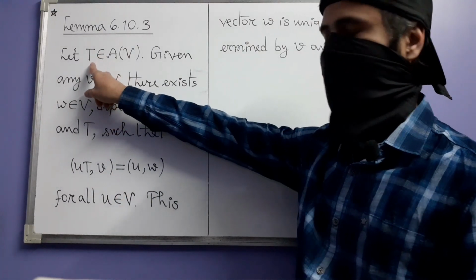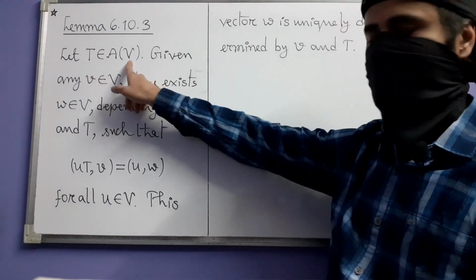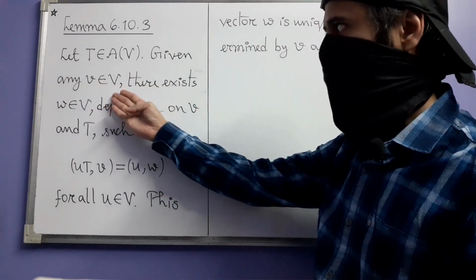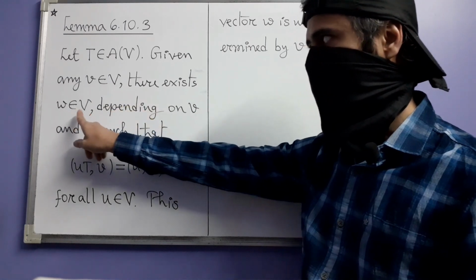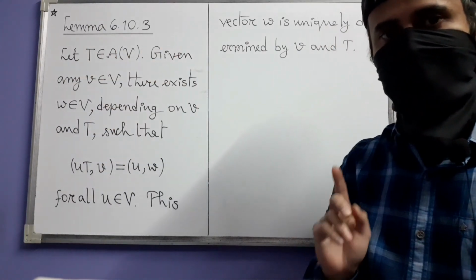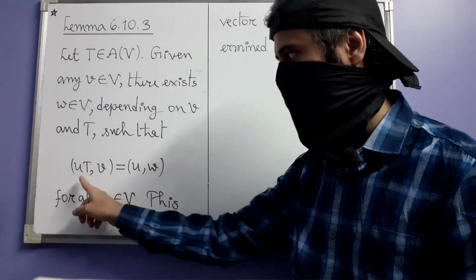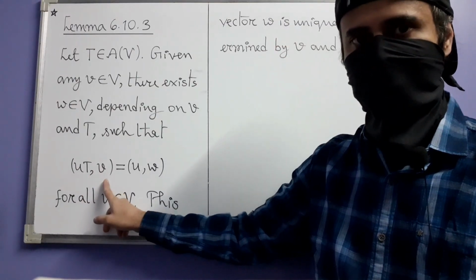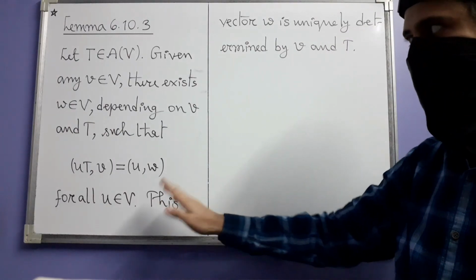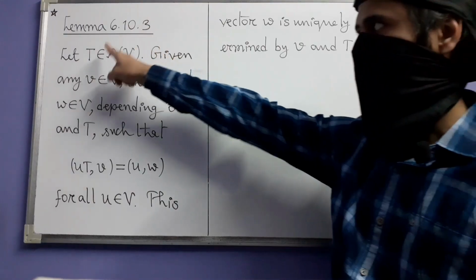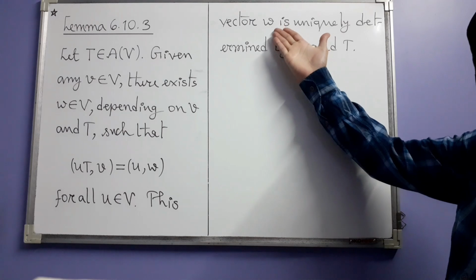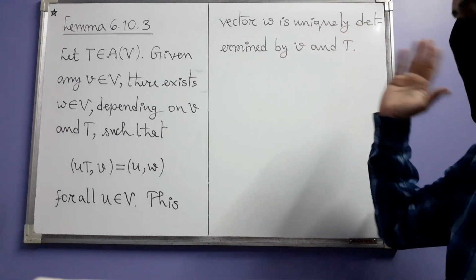As usual, we have a linear operator T on a finite dimensional inner product space V. Then, given any vector V in V, there exists a vector W in V, depending on this chosen vector V and that linear operator T, such that the inner product of the image of U under T and V equals the inner product of U and W for all vectors U in V. Such a vector W will exist for that T and this vector V. And moreover, this vector W is uniquely determined by V and T.